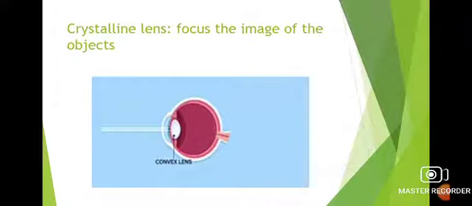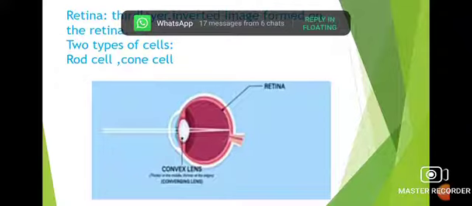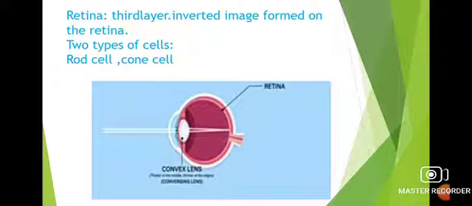Then crystalline lens. Crystalline lens is a double convex lens. The main function of crystalline lens is to focus the image of the object. Okay, then next one. Third layer, retina. The function of retina is to form the inverted image received from the lens.